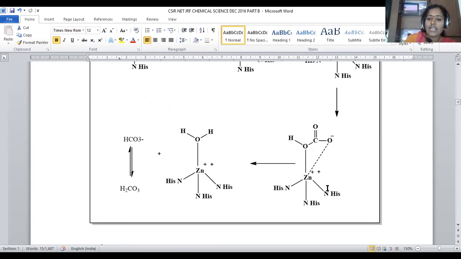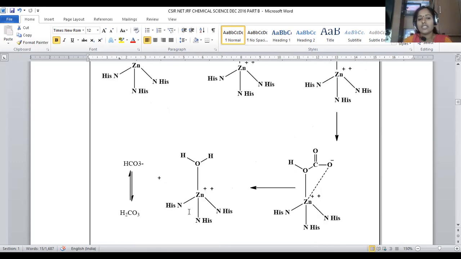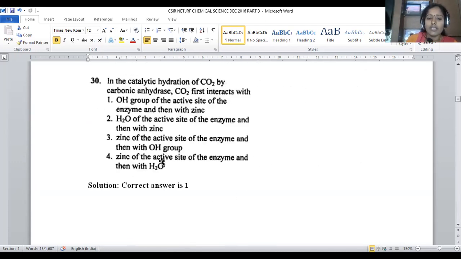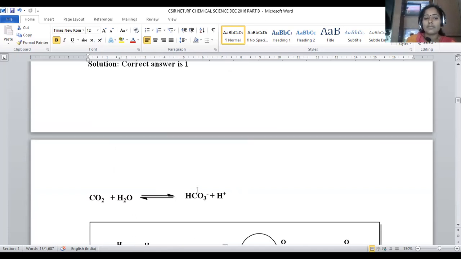So later there is a formation of a cyclic ring between this carbon dioxide and zinc, like this. Later this bicarbonate moiety will be eliminated, and the carbonic anhydrase enzyme will be retained. This bicarbonate is further protonated and carbonic acid will be generated. This is a biological process which occurs within humans and any living organisms. So during this carbonic anhydrase transformation, carbon dioxide is first bonded to OH and followed by it bonded to zinc. That's the reason why for question number 30, option number 1 is the correct answer.